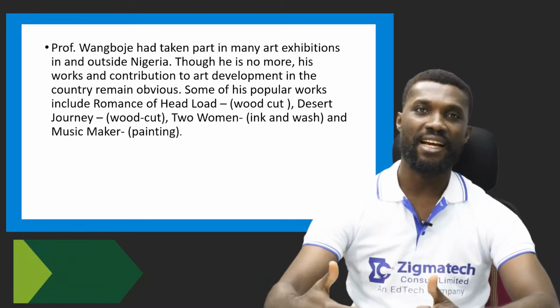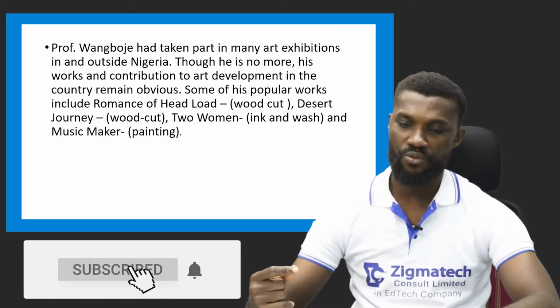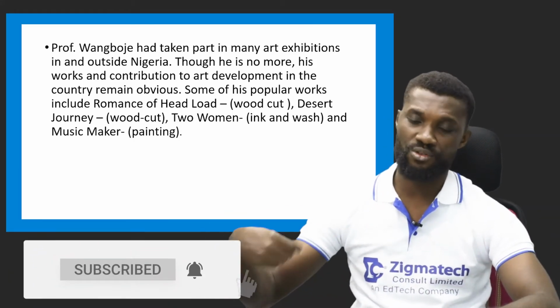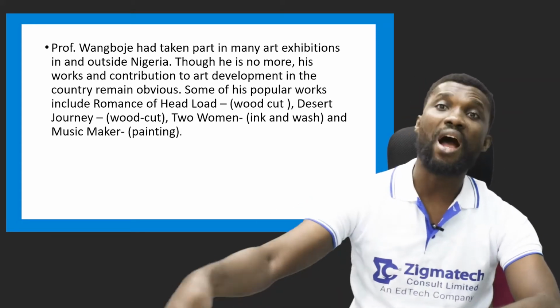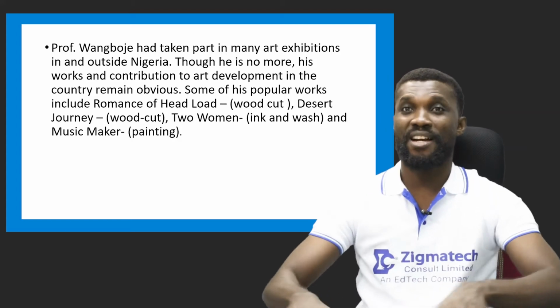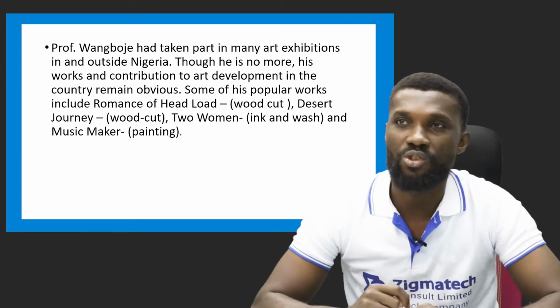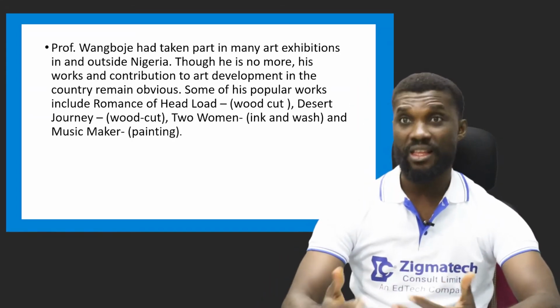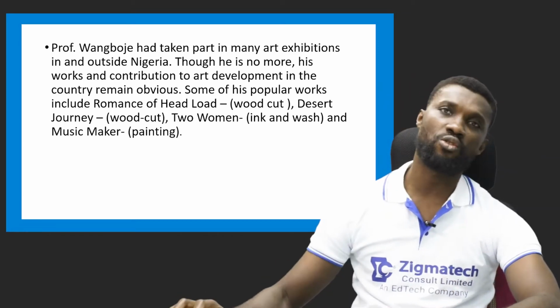Now we'll have what we call the ink and wash. It's a process where you take your brush, take a little ink, and then you add more water. So you wash it off, and then it just blows into the background. It just spreads. So we call it ink and wash. He also made the Music Maker. That is a painting. So these are some of his major works.